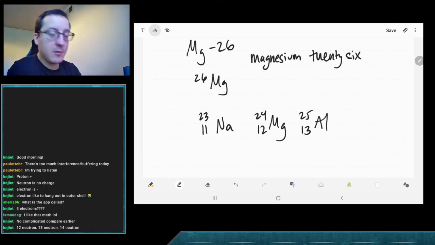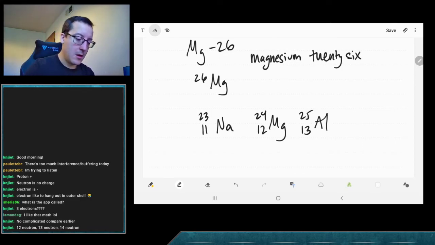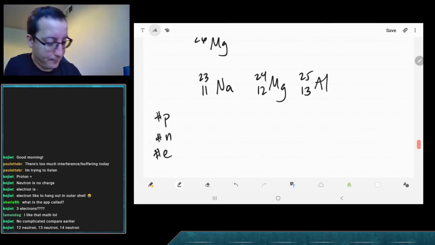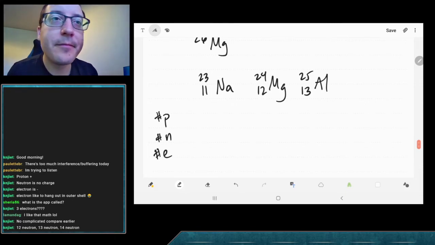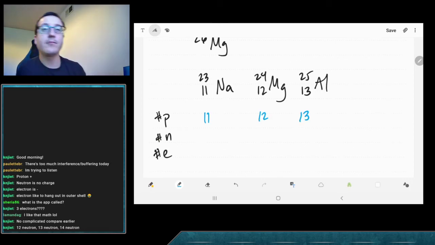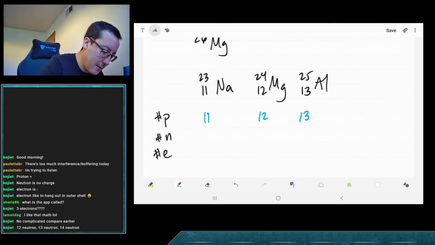Okay, let's do these three. Protons, neutrons, electrons, let's figure them out. If we look at these, again, protons should be super easy for us. Remember, we're just copying the bottom number there, nothing particularly new. Neutrons, we're going to subtract the two numbers, so top number minus bottom number. And for these, it's going to all be 12.